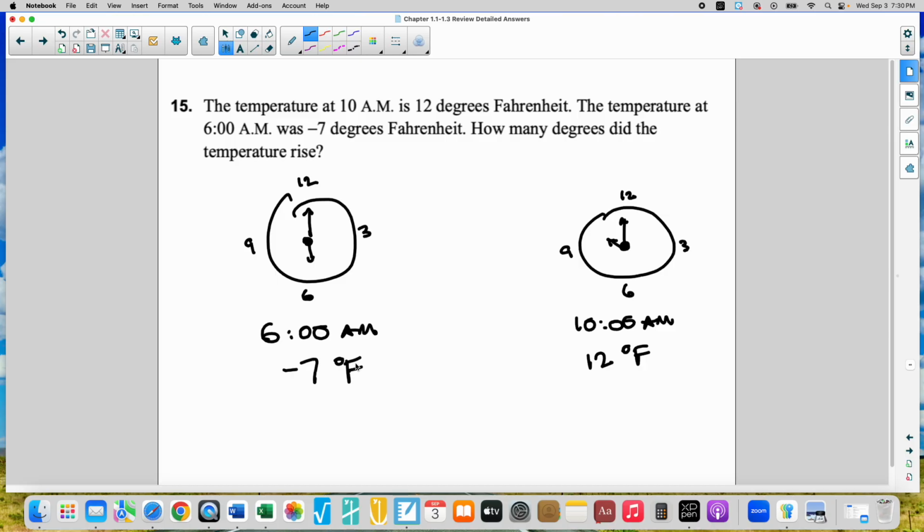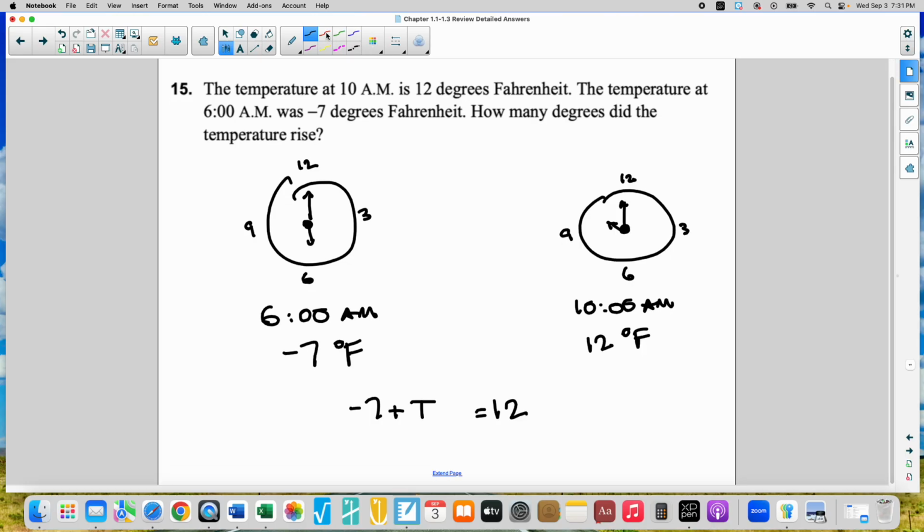So how many degrees did the temperature rise? If we end at 12, what's going to equal 12? So -7 plus what temperature is going to equal 12? That would be how I would write this problem. If we start at -7, plus what amount of degrees will take you to 12?